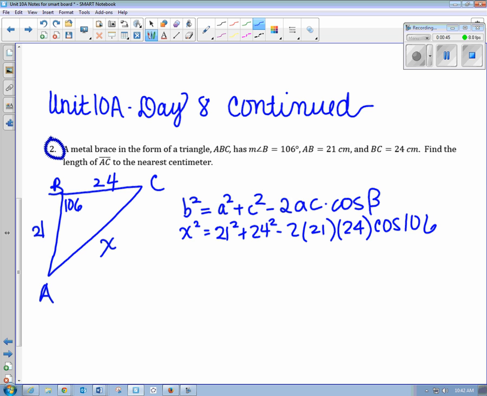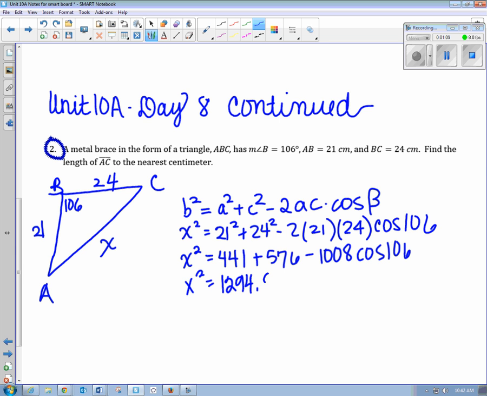The right-hand side of this can all be typed into your calculator at once if you want to, as long as you're sure you're writing in the right things. In this particular case, I'm going to show you the in-between numbers just to make sure that if you've made a mistake, you're able to go back and find that. So I end up with X squared equals 1294.